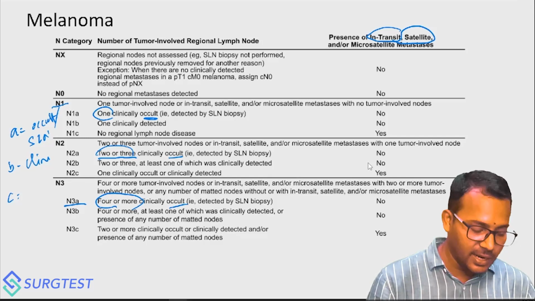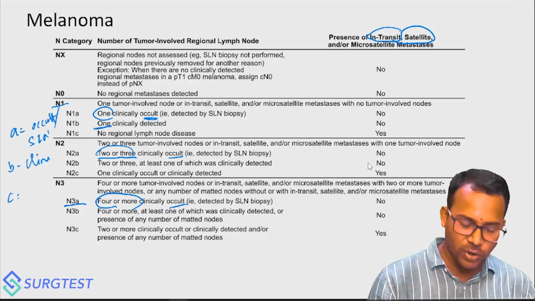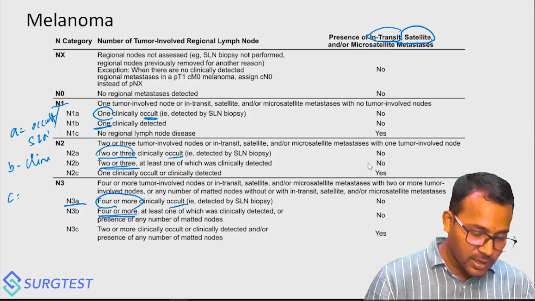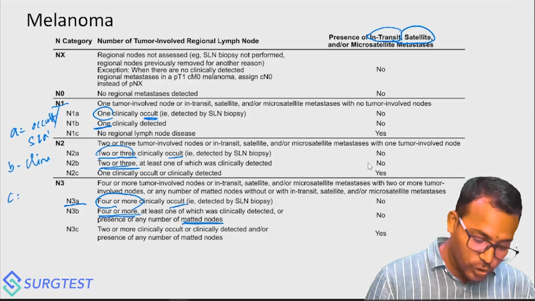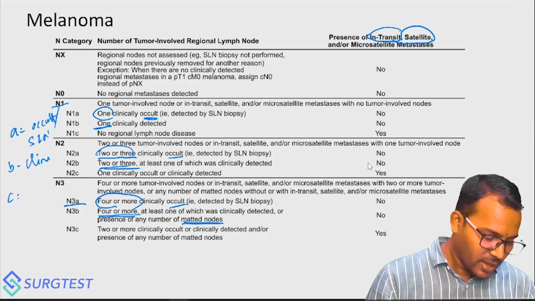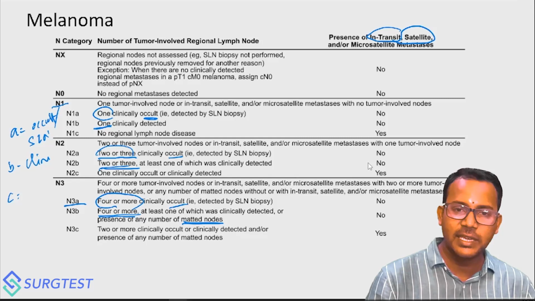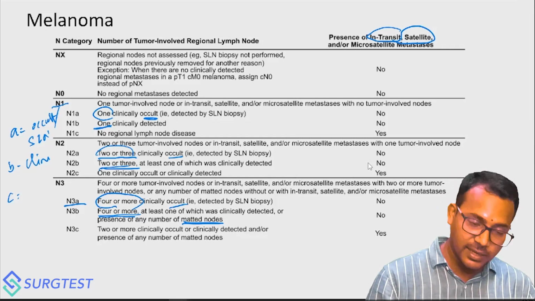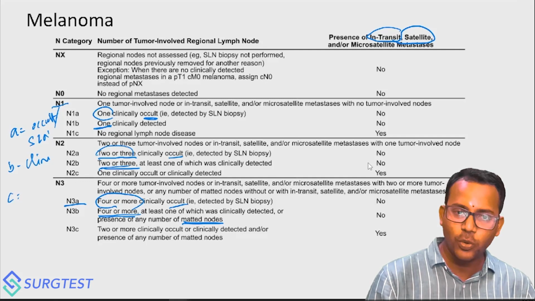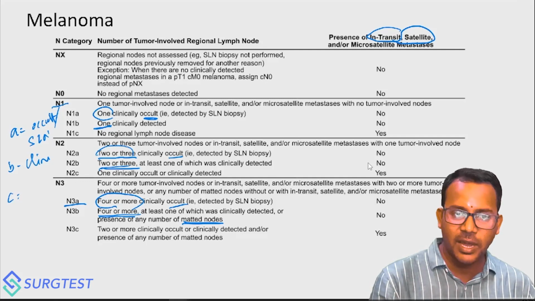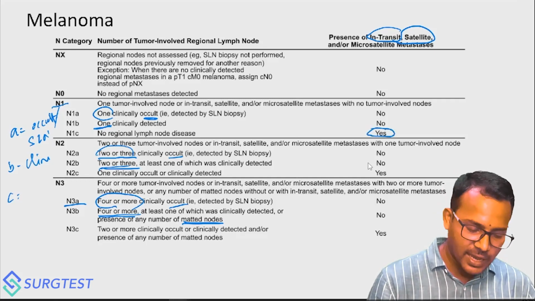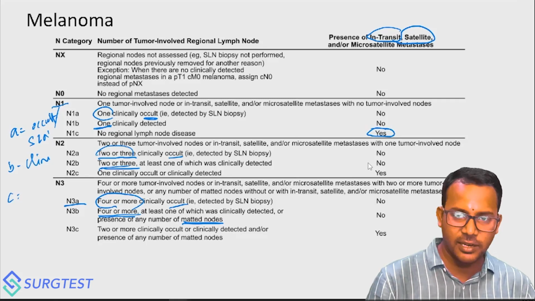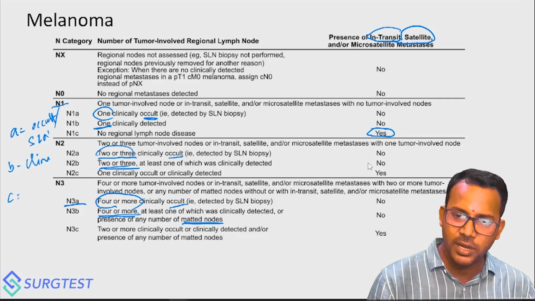On the other hand, if clinically detected, a single node clinically detected is N1B. 2 or 3 nodes clinically detected, N2B. 4 or more clinically detected nodes, N3B. Or if you have matted nodes also, it is N3B. What is the difference with the C category: N1C, N2C, and N3C? N1C is a category wherein you have no regional nodes, either occult or clinically detected. There will be no nodes, but you will only have an in-transit lesion or a satellite lesion.